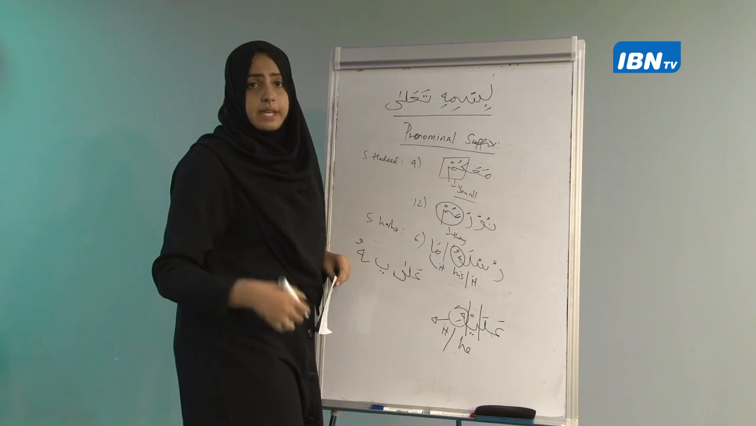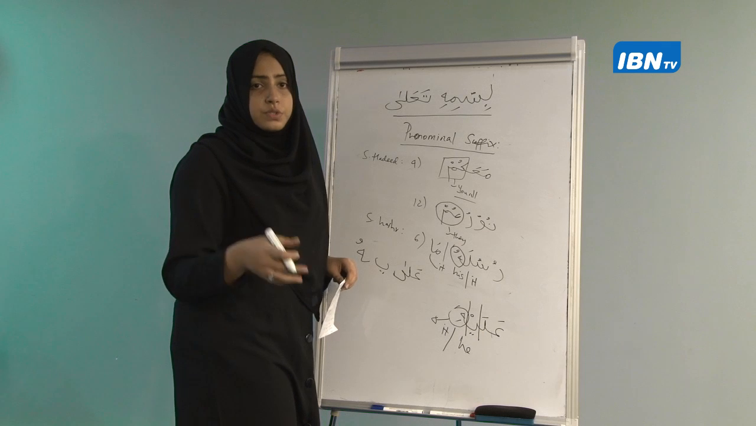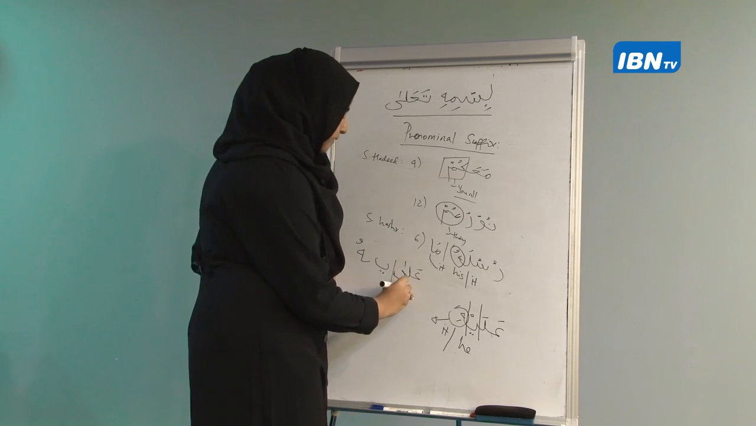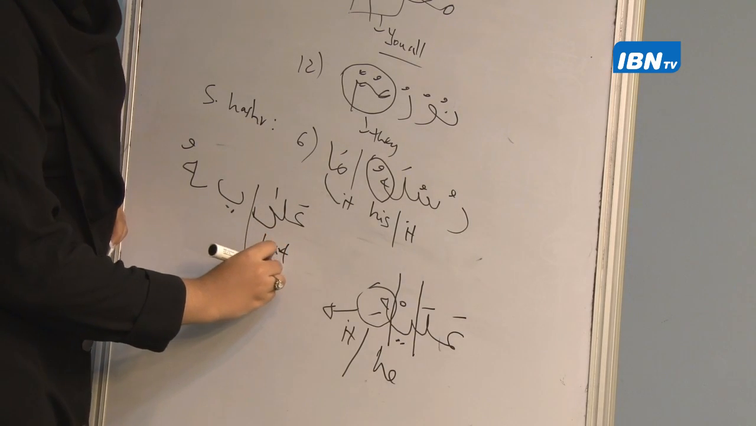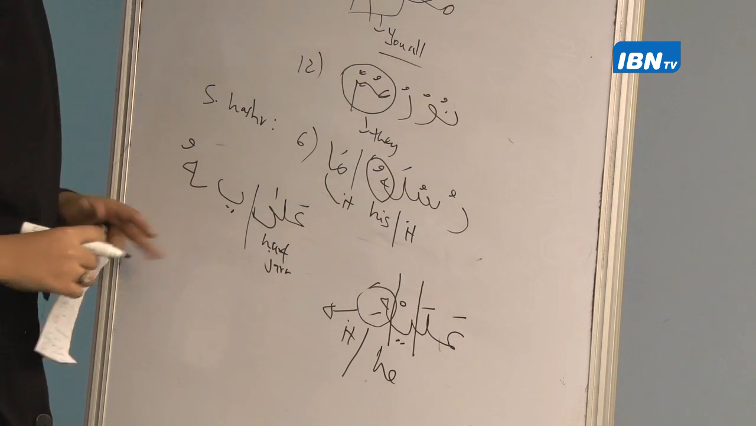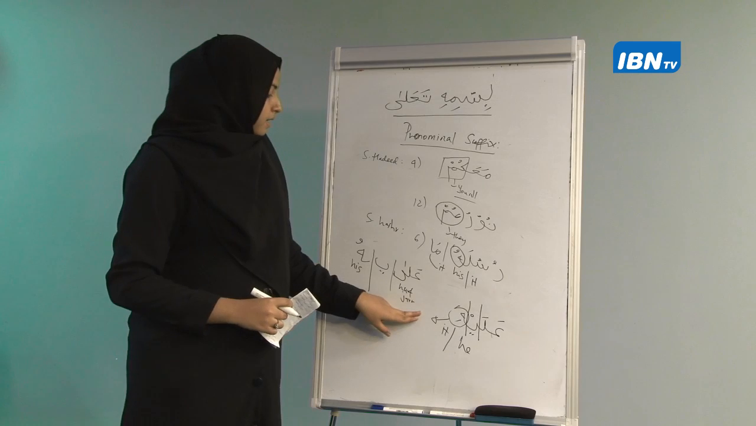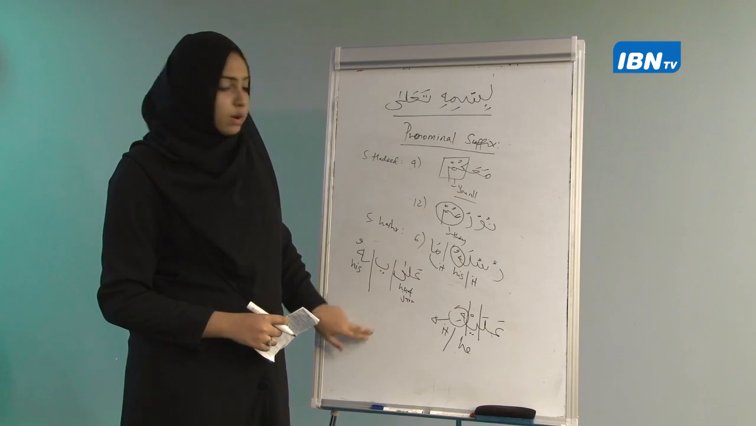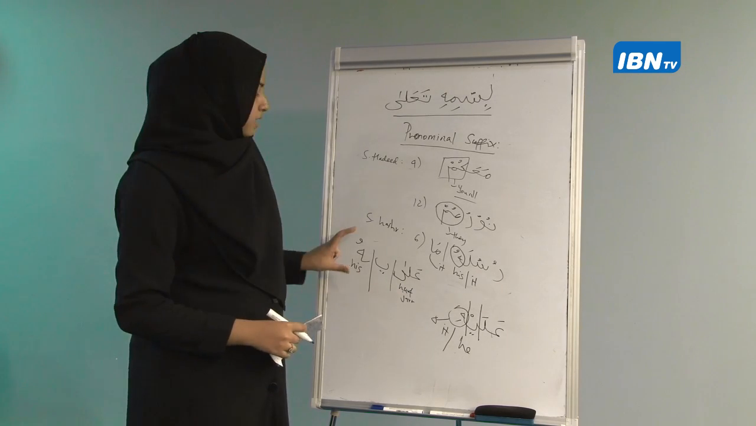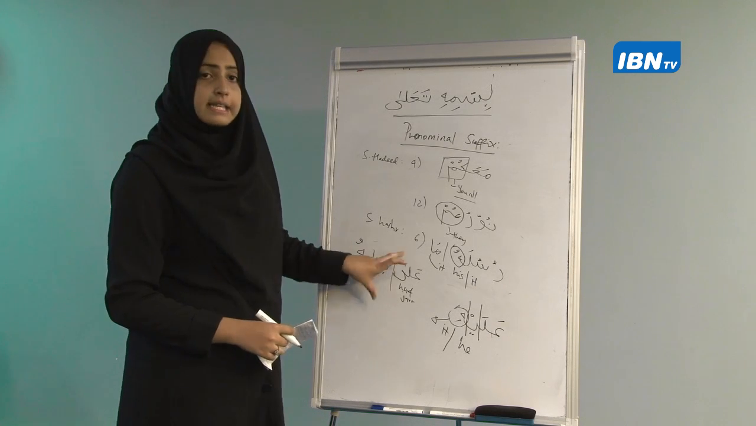So, ala, as you all know, is a preposition. It is a harful jar, right? So, this is harful jar. And then we have ya, and then we have hu. Now, this is a ruling of jar and mujawara. Ala is a harful jar.